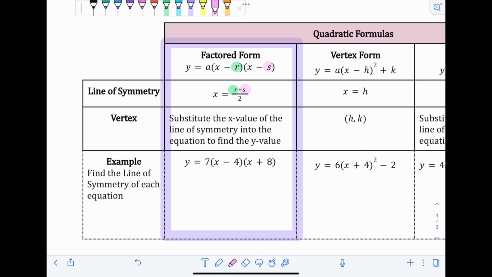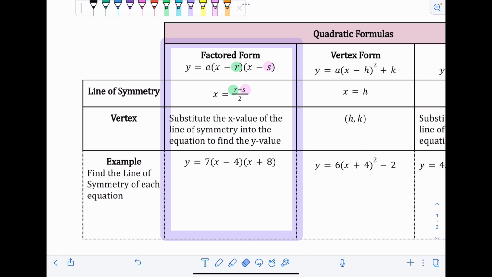It's important to know that if you mix up r and s, it's no big deal. Because these are factors, they can technically switch the order. So if I wrote x minus s right here, it would still end up with the same outcome. So if you accidentally mix up r and s, it's okay.